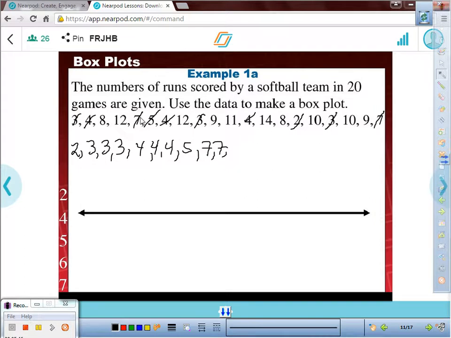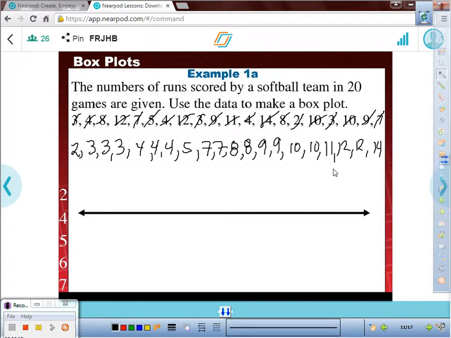From there we got 8. How many of them? 1, 2. There it is, 9. How many of them? 1, 2. So then we got 10, 10, 10. Then we got 11, only 1. From there we got 12, 2, 12, 12, and then the last one is 14.